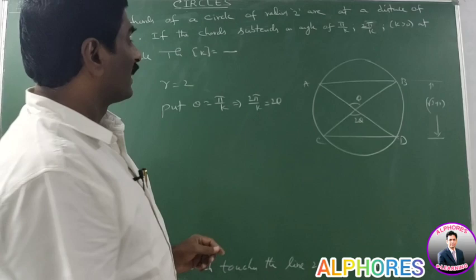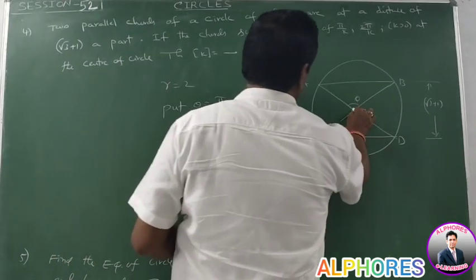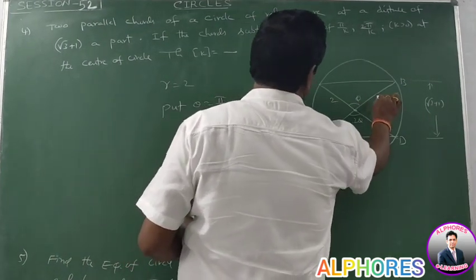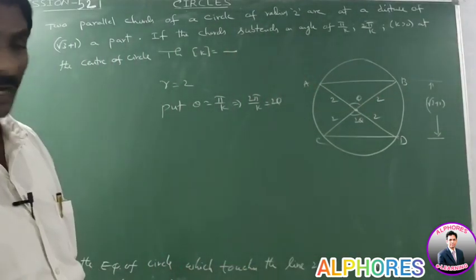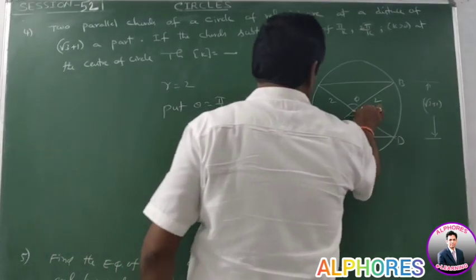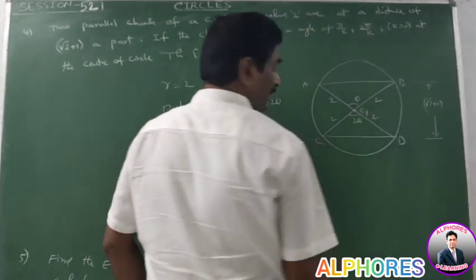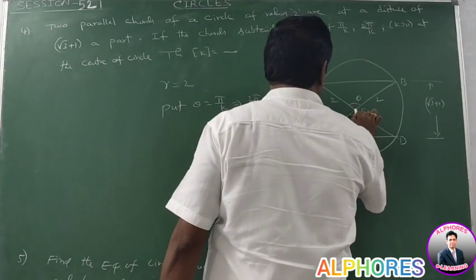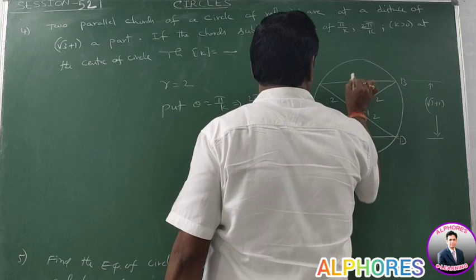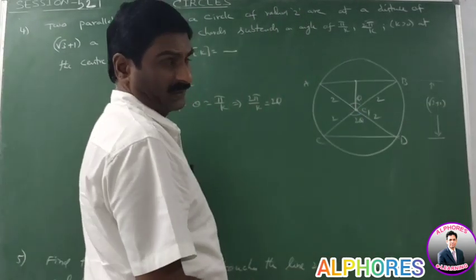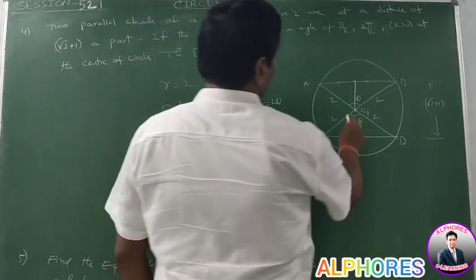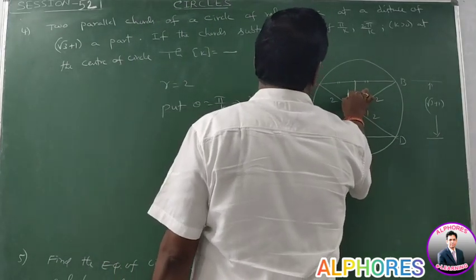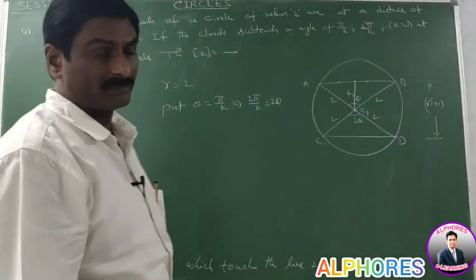What is the radius of the circle? The radius of the circle is 2 units. Draw a perpendicular from the center of the circle. Say C1 is the center of the circle. The perpendicular from C1 to the chord is nothing but the perpendicular bisector, angular bisector, all are the same. It is the midpoint. Next, say this value is H1.